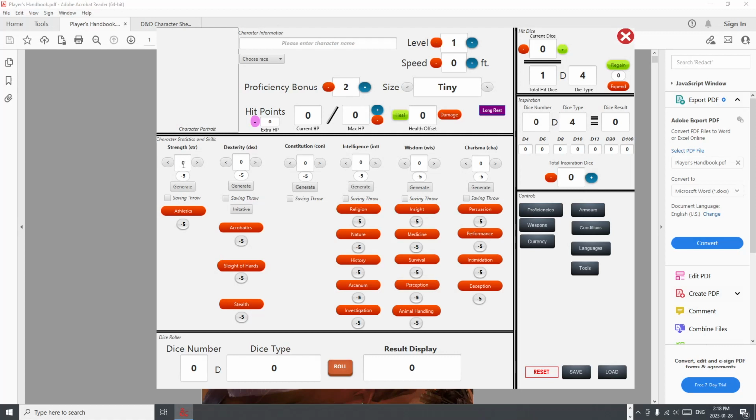Now, this is the score for each of these statistics. We also have what is known as a modifier. So this is the score and this is the modifier of this statistic. What is the difference between the score and the modifier?